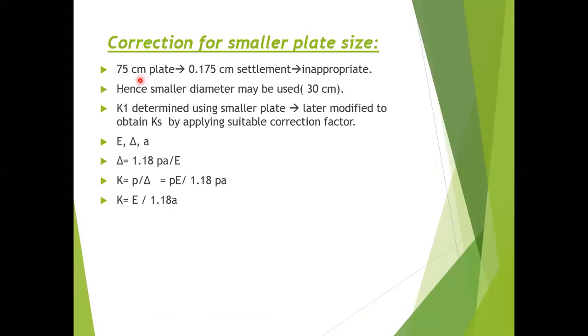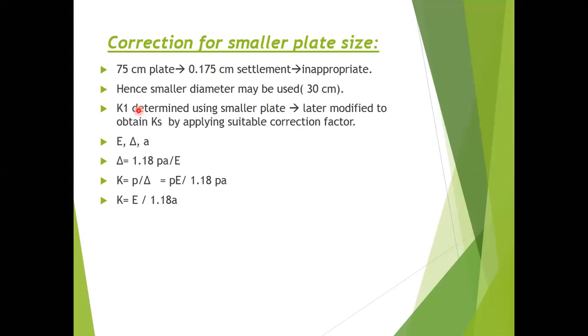You are not conducting the experiment as I just told: instead of a 75 centimeter diameter plate, you are conducting the experiment on a 30 centimeter plate. For the 75 centimeter plate, the settlement you are applying is up to 0.175 centimeter, which will be inappropriate. It will not be adequate to conduct this test. So instead, you are conducting the test on a 30 centimeter plate, and you determine K1 using the smaller plate.